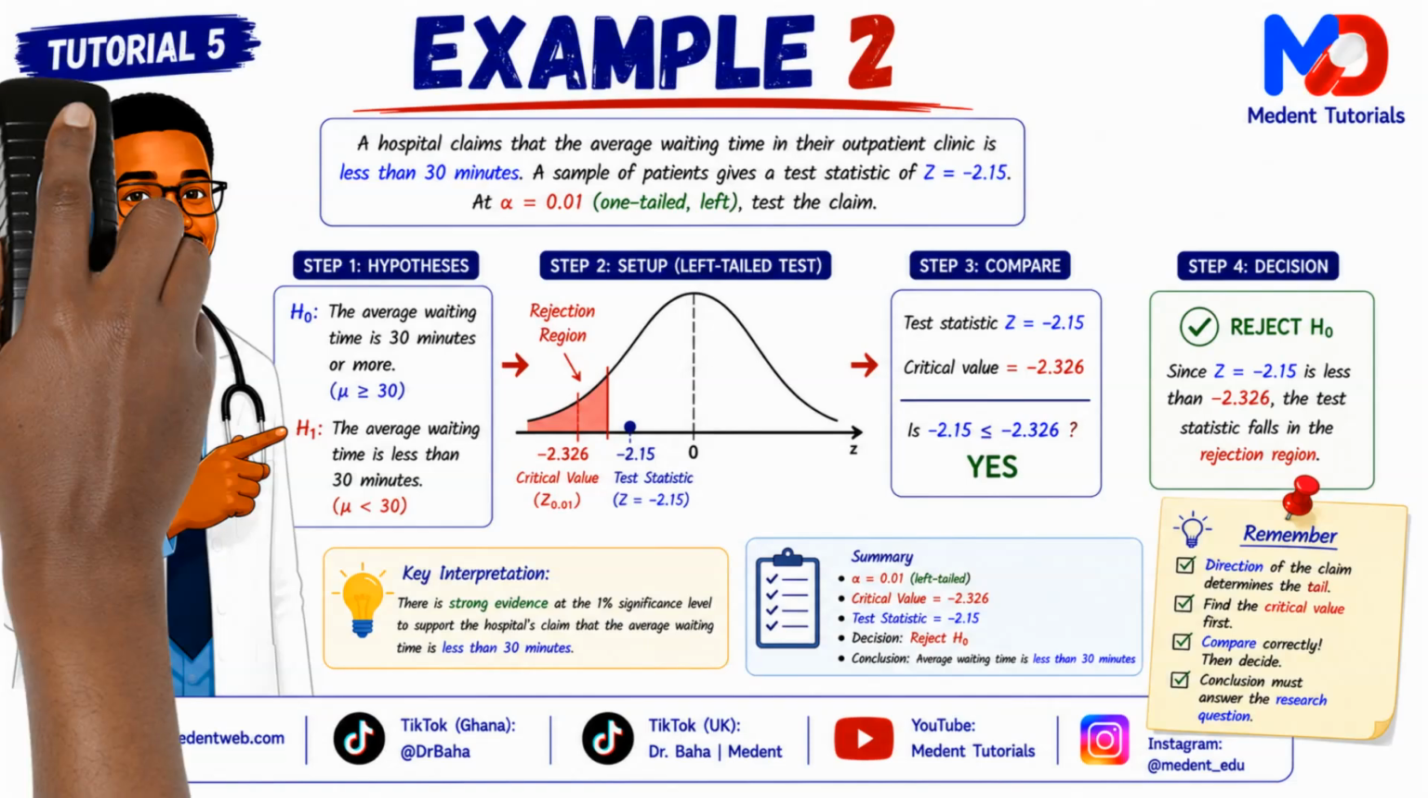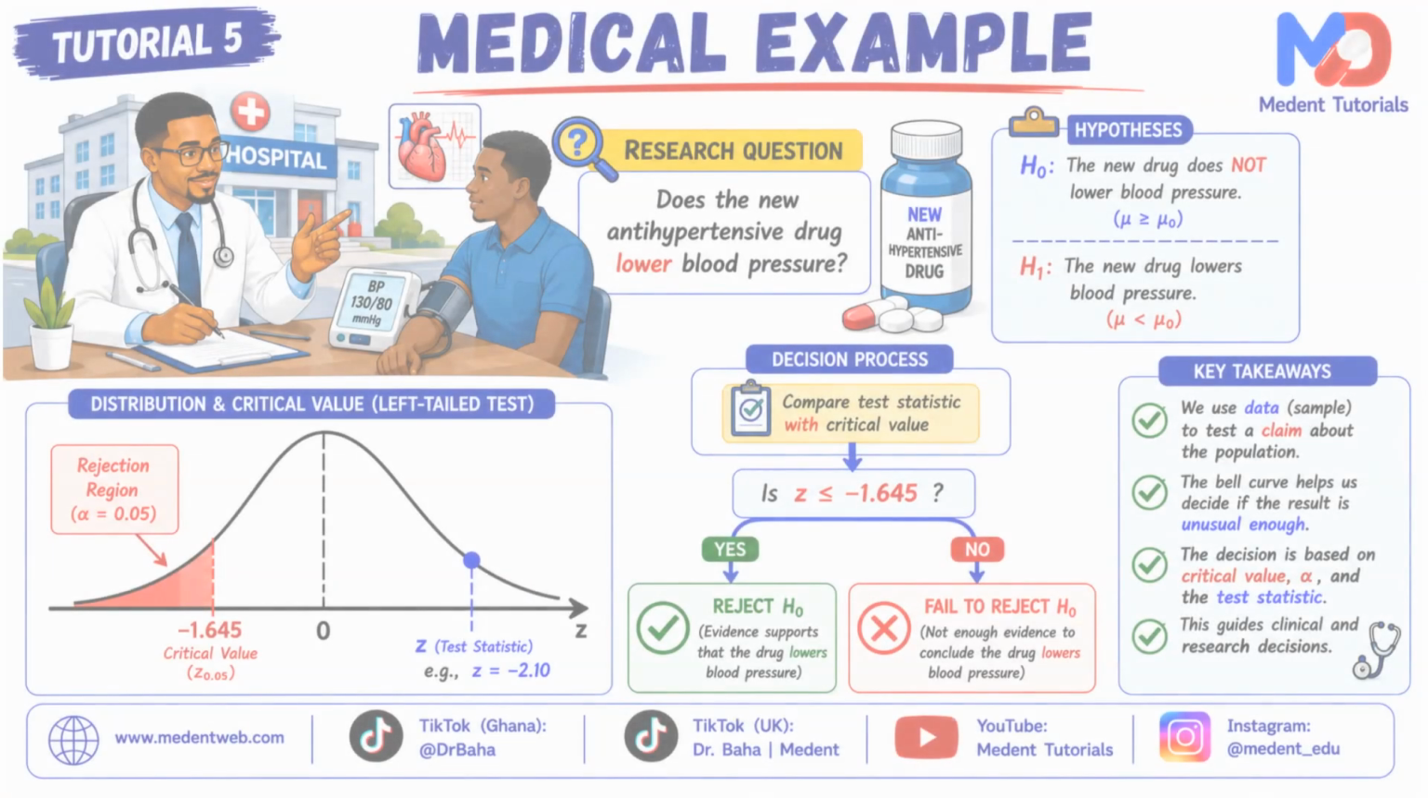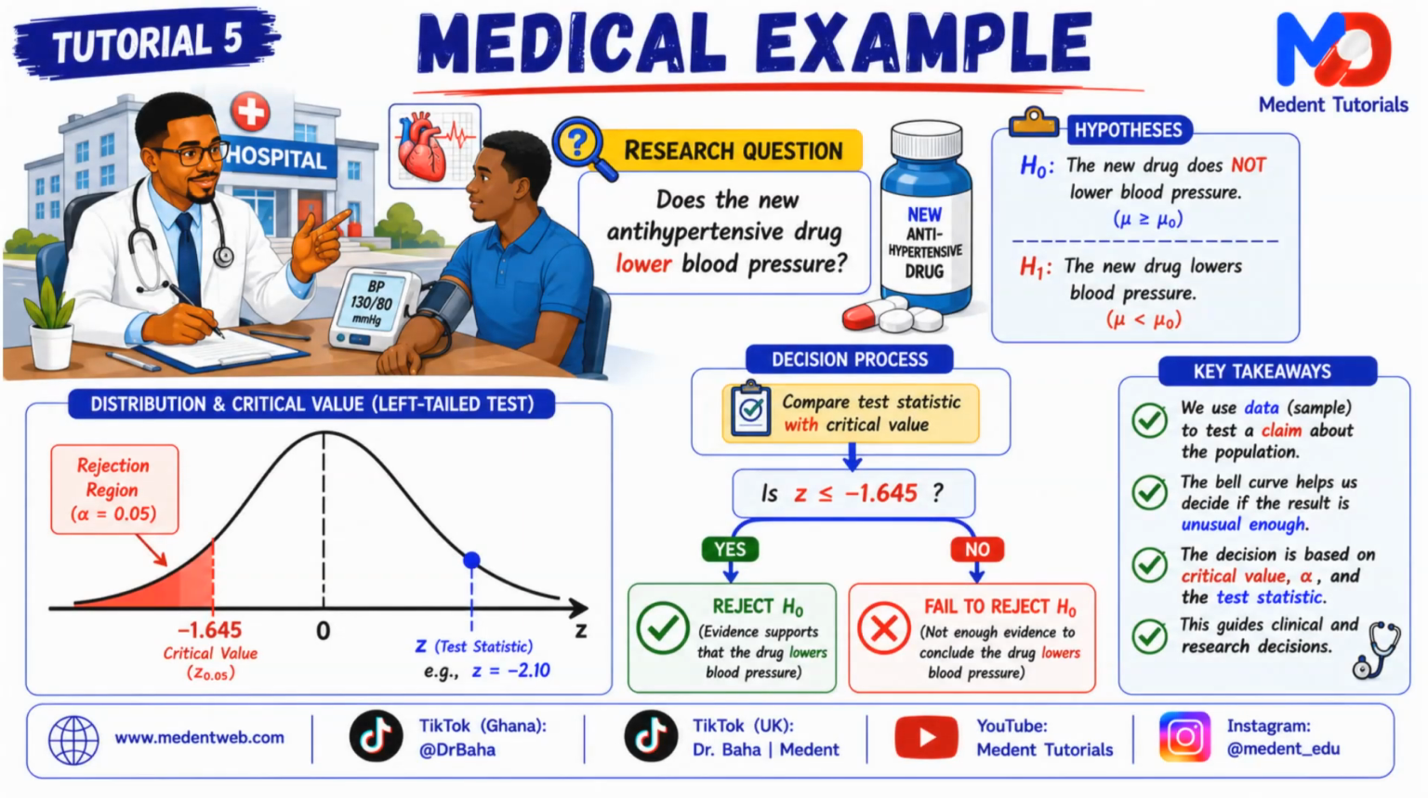All right. So researchers calculate the test statistic after collecting patients' data. They compare it with the critical value. Their final conclusion depends entirely on where the statistic falls on the bell curve.